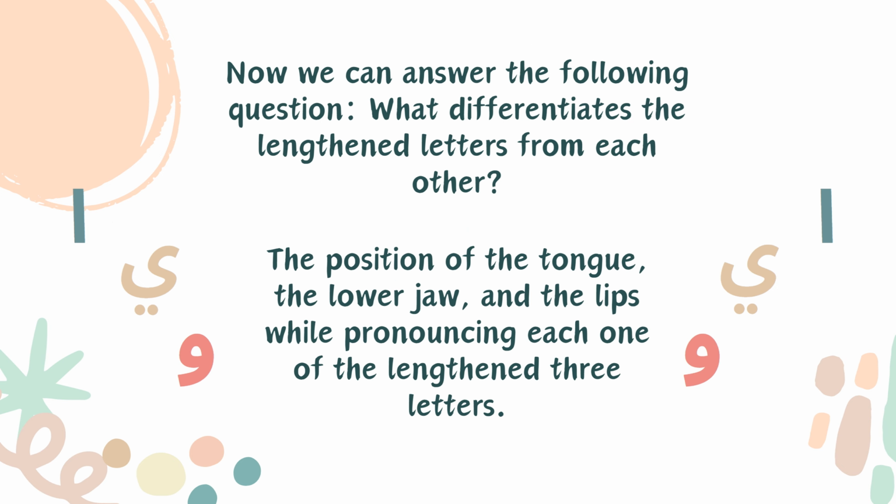So now we can answer the following question. What differentiates the lengthened letters from each other? The answer is the position of the tongue, the lower jaw, and the lips while pronouncing each one of the lengthened three letters. And in Arabic it's called كيفية التوضع. The way those parts are when we pronounce the alif and the ya and the waw.